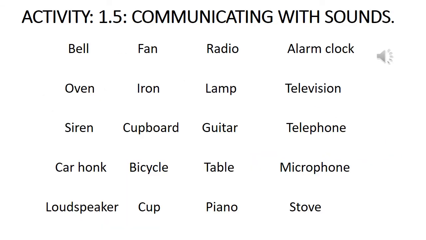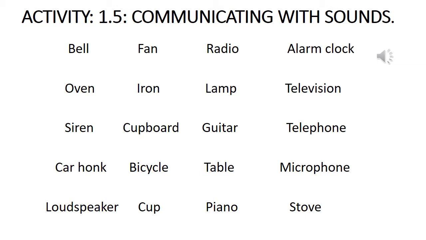1.5 Communicating with sounds. Which of the following objects are made to produce sounds for communication? Circle them. I've explained to you that there are many objects that can be used for communicating with sounds. Now, here some of the things are given, and you have to circle the ones which we use to communicate. So I'll make it easy for you by doing the first one.